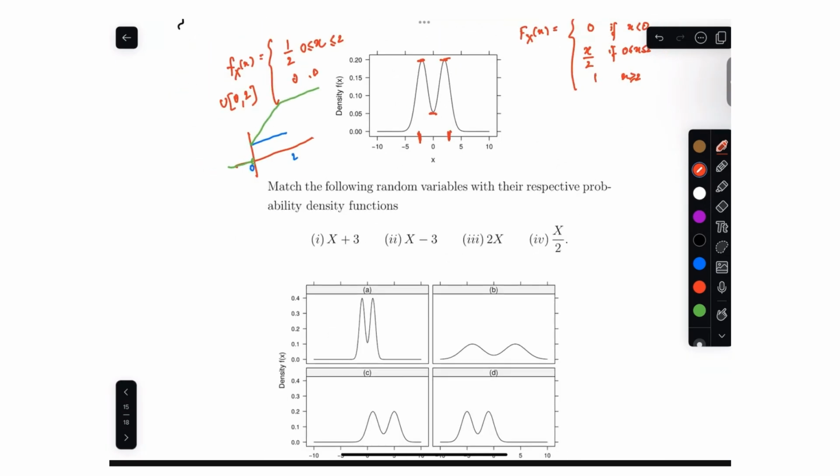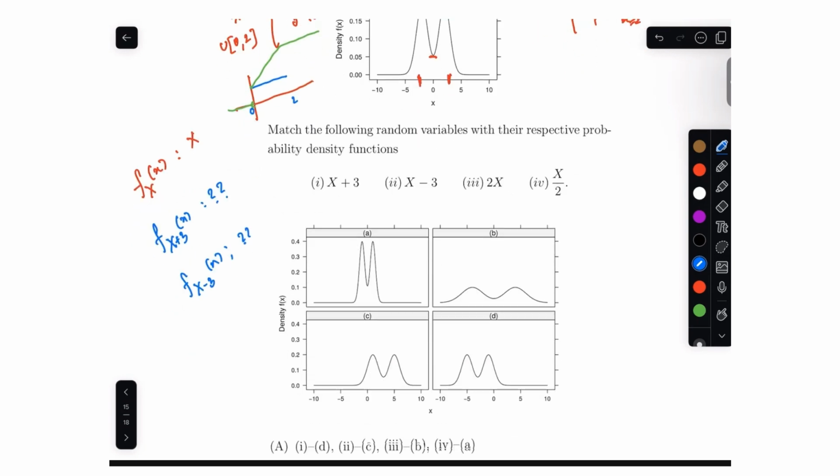So now the question is, if f(x) is the distribution of x, then what is the distribution of f(x) plus 3? What is the distribution of f(x) plus 3? Or what is the distribution of f(x) minus 3? And you can see it's similar, because essentially these two options are asking.